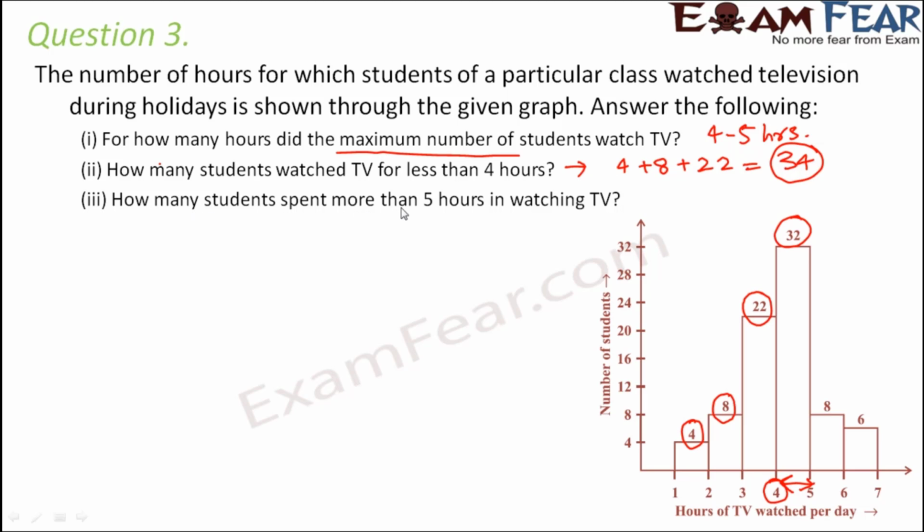Question number 3. How many students spent more than 5 hours in watching TV? More than 5. So here we have 5. More than 5 would be this bar and this bar, because this is within 4 to 5. So this would be less than 5. So here more than 5 would include this 8 and this 6. So this would be 8 plus 6, which is equal to 14 students. So 14 students watch more than 5 hours of TV.